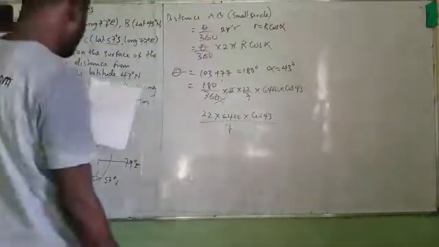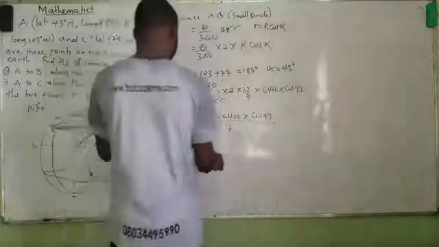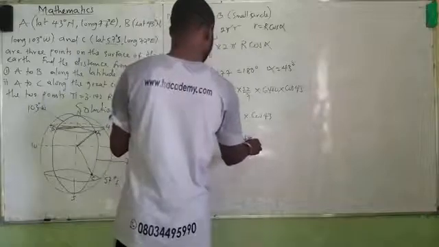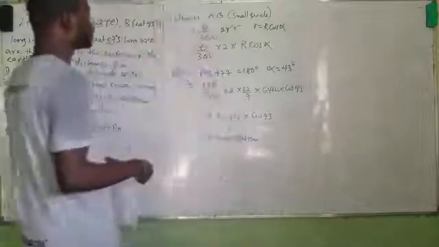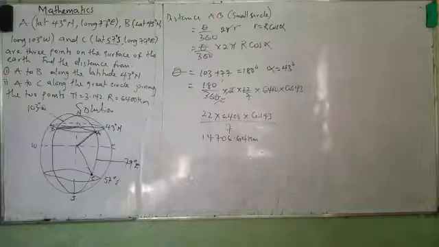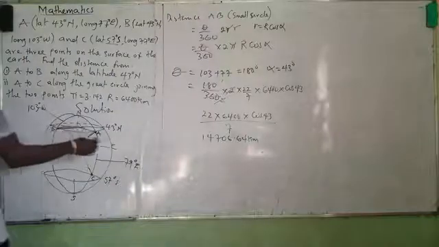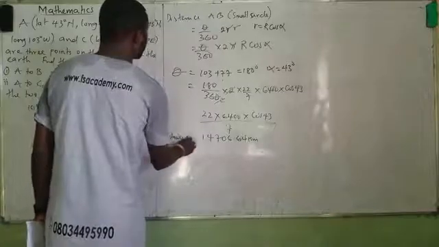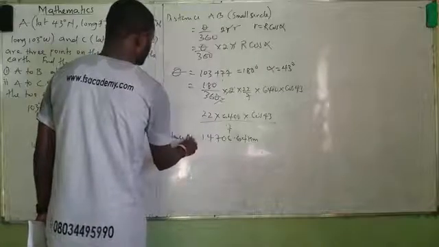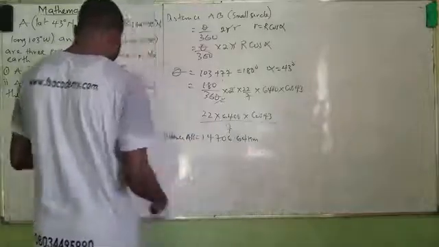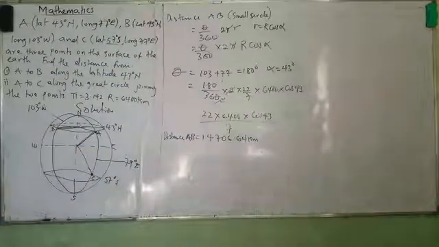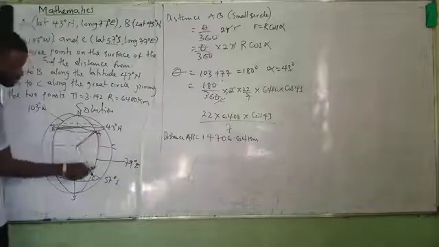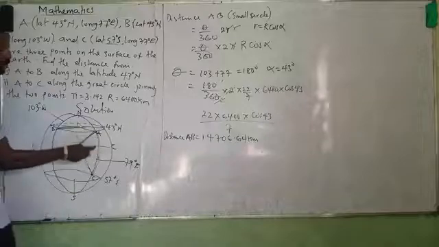Now, by so doing this, I'll be having 14236.64 kilometers. That is what I'm going to have. Now, that is the distance on this particular place. It means distance AB equals to that. Now the next one I'll be working on is the distance on this place.